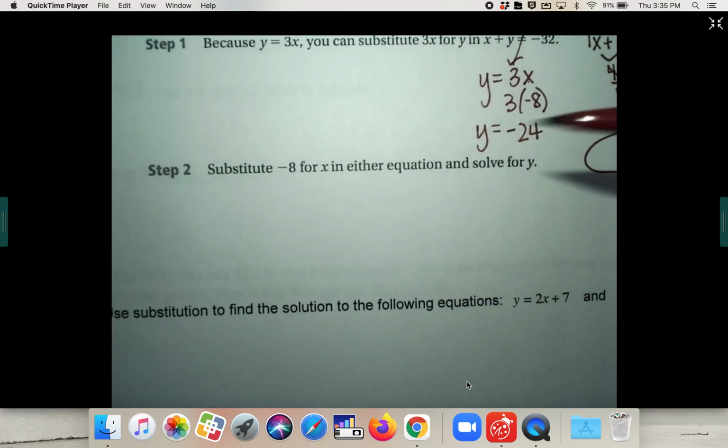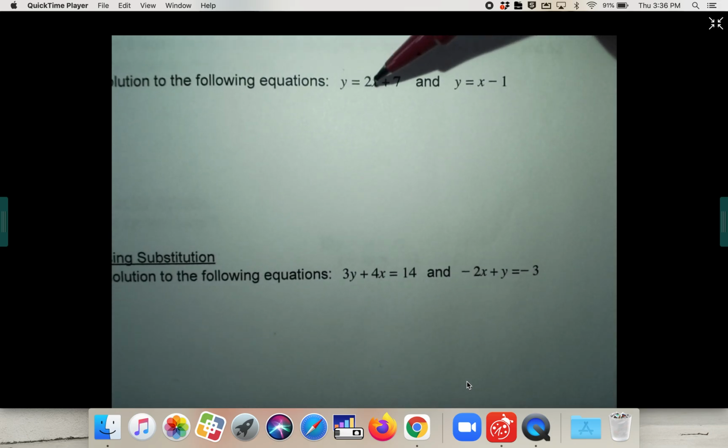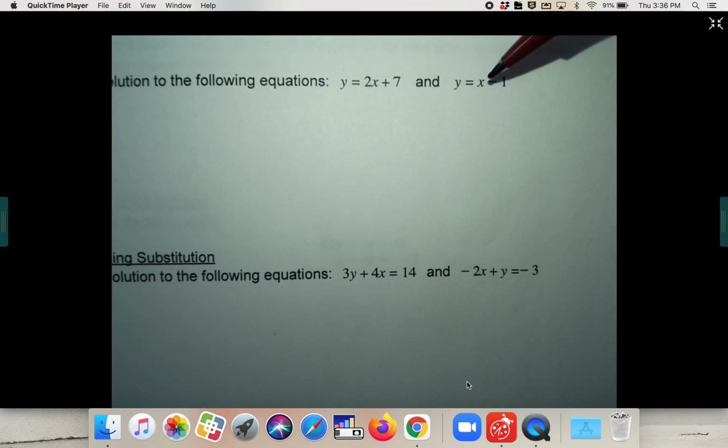Okay. Yeah, we did all that. Let's move on to the next one. So let's look at this next problem. y equals 2x plus 7 and y equals x minus 1.